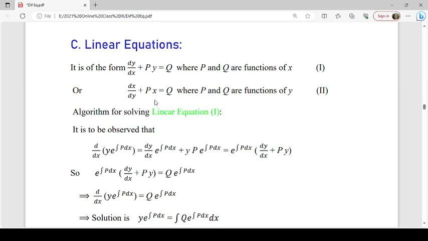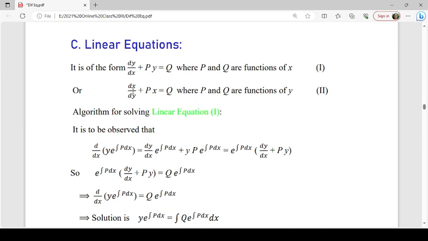Linear differential equation. It is of the form dy/dx plus py is equal to q, where p and q are functions of x. Means what? This dy/dx is the first order differential coefficient. Its independent variable is x, and y depends on x. So we are taking the derivative with respect to x, and p and q are functions of x, and y is the dependent variable.